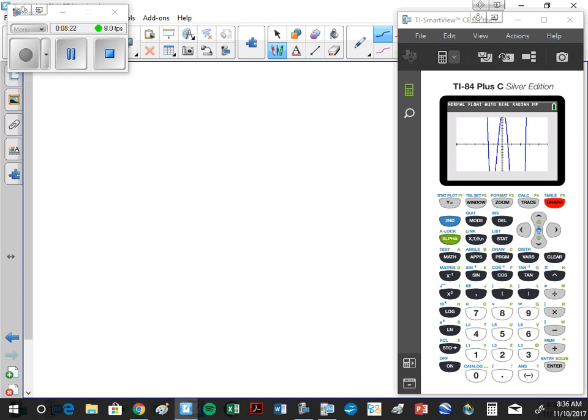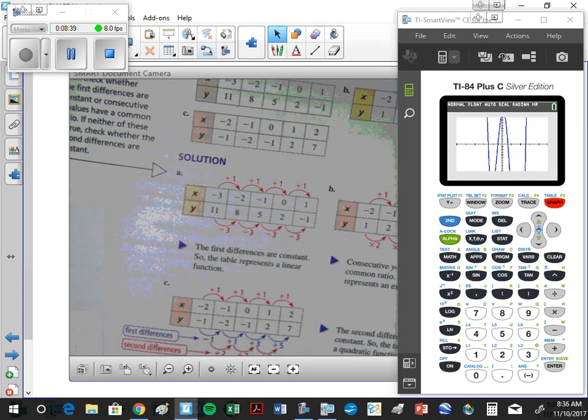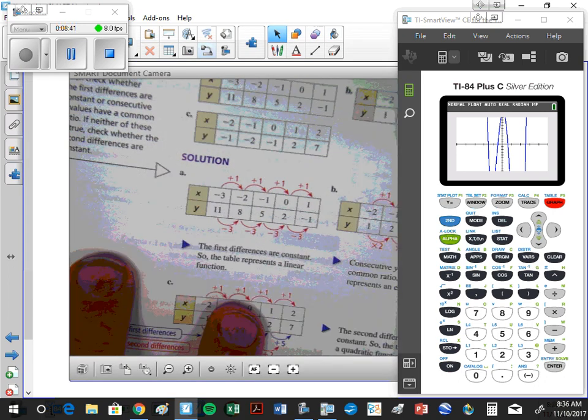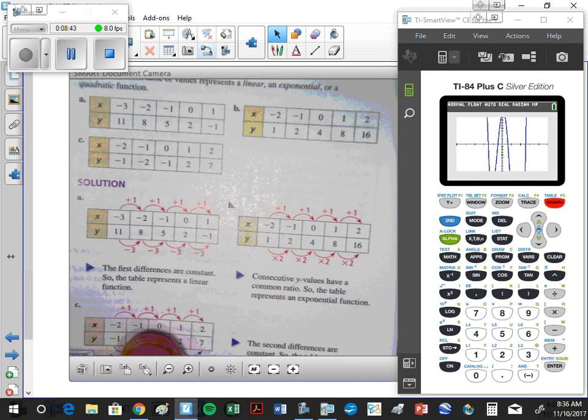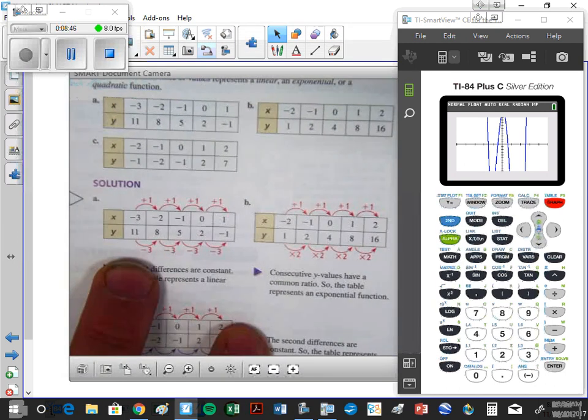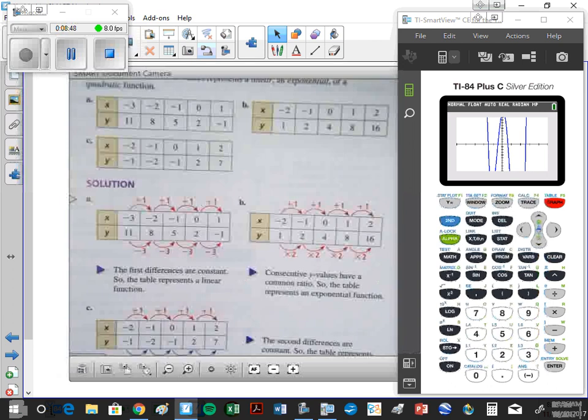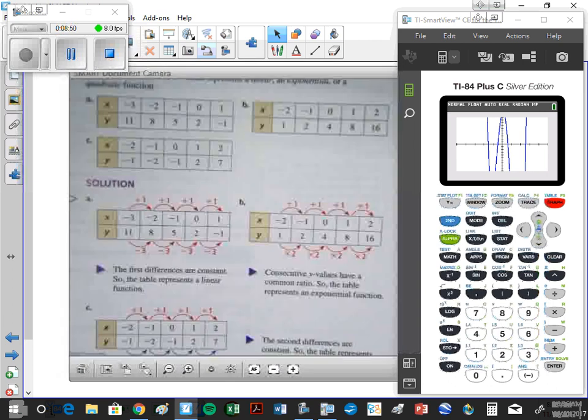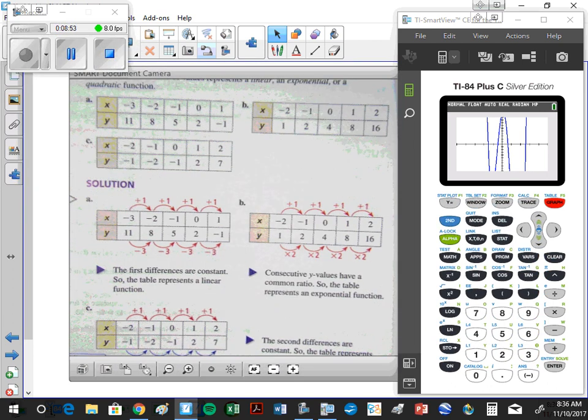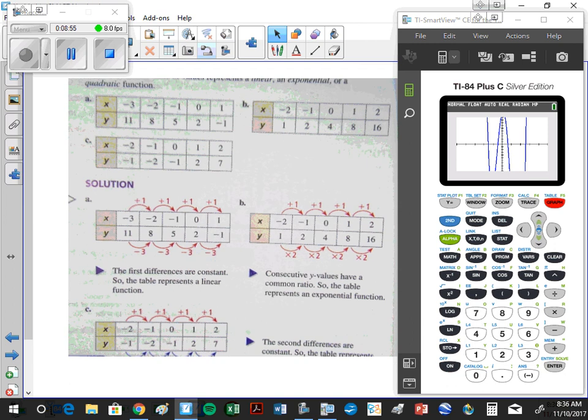I'm going to look on page... I'm on page 171. (171A).